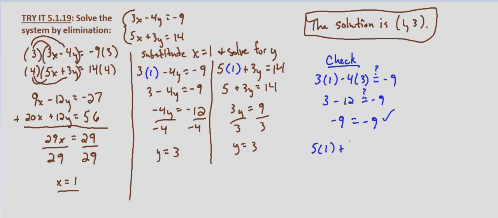Now we'll substitute in our second equation. 5 times 1 plus 3 times 3, we want to know, does that equal 14? 5 plus 9, does that equal 14? And it does indeed equal 14. So 14 equals 14, and our solution checks. So the solution to the system of equations 3x minus 4y equals negative 9 and 5x plus 3y equals 14 is the point 1, 3.